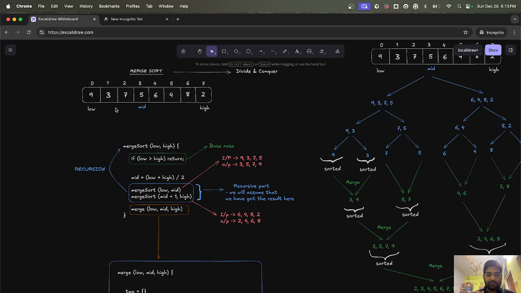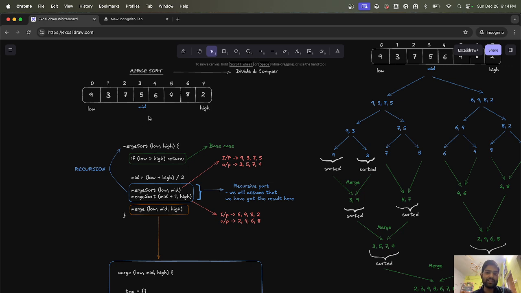Now, what this algorithm does is, let's say I have this array. Its size is 8. What we will do is split it into two parts. If I'm splitting it into two parts, the first part will be 9375 and the second part will be 6482.